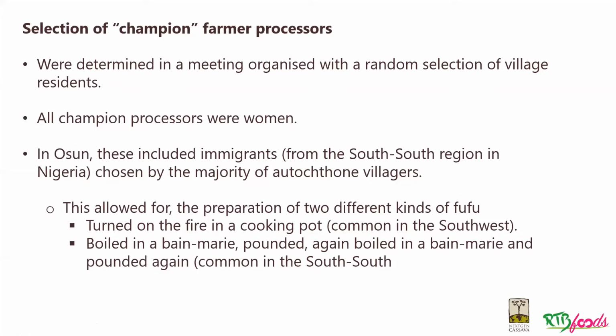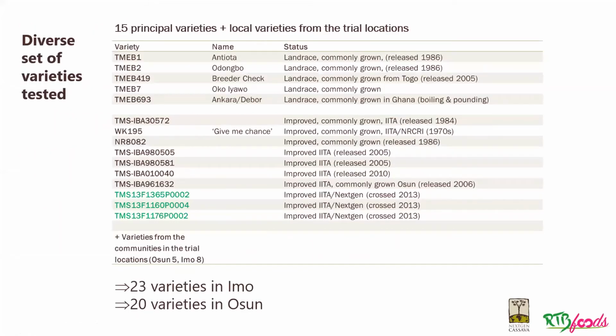Then we evaluated a diverse set of varieties, also very important. We had commonly grown varieties in Nigeria, well represented, and then improved classic varieties from IITA and more recent NextGen clones that are the result of recent breeding efforts in the NextGen project. We also added local varieties from the trial locations, and so we ended up with 23 varieties in Imo and 20 varieties in Osun, because the local trial varieties were not taken to the other trial.